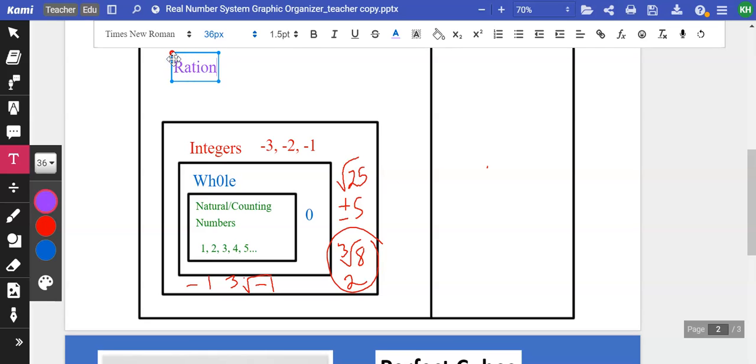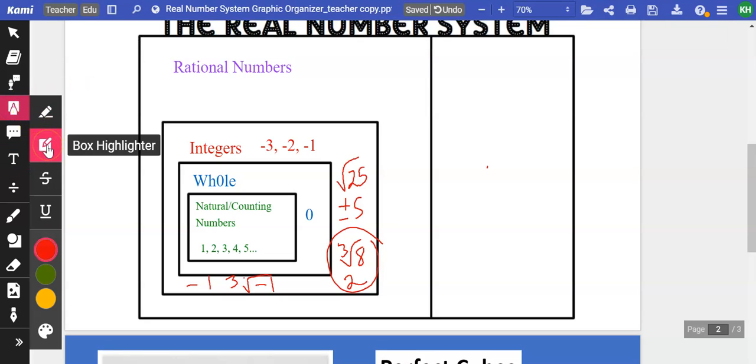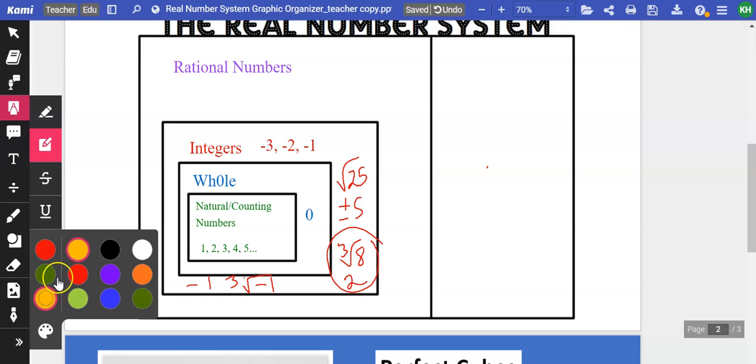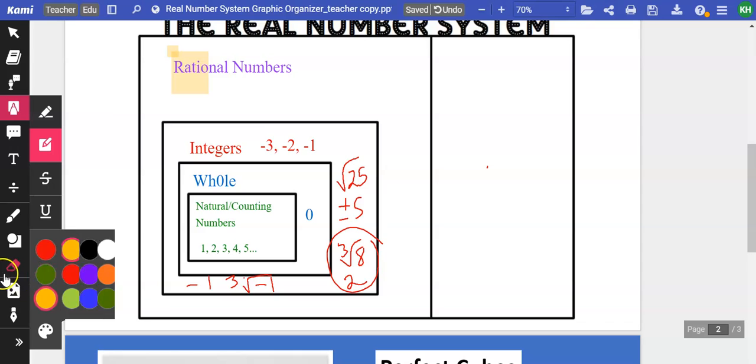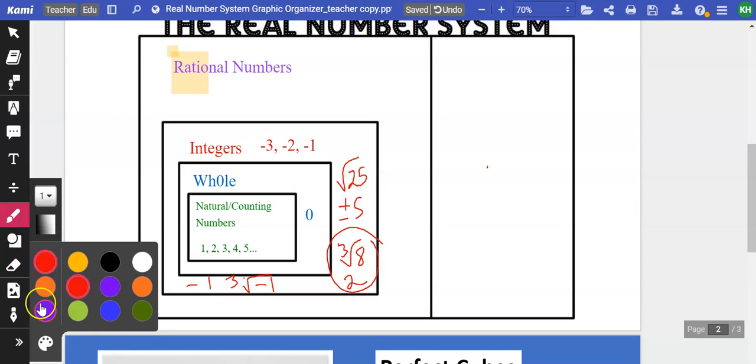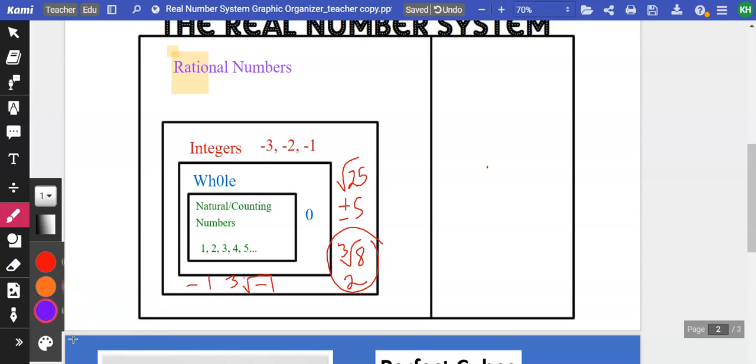All right, so we write rational numbers, and then what we're going to do is we're going to click markup, and then I want to use the box highlighter, and I'm going to use yellow for my highlighter, and then over here, what I'm going to do is I'm going to highlight this word ratio. And I didn't talk about this the other day, I forgot to do so, and I wanted to make sure that I talked about it today. The word rational has the word ratio inside of it.